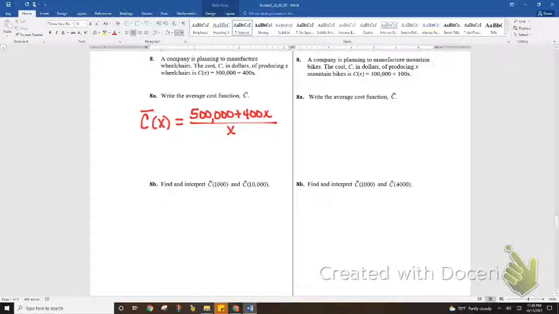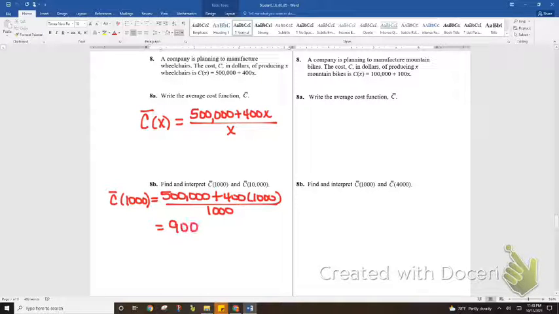Alright, 8B says to find and interpret the average cost of 1,000 and the average cost of 10,000. So we're going to plug in 1,000. The average cost of 1,000 is going to be 500,000 plus 400 times 1,000 all over 1,000. Alright, so let's work that out. And if I did this correct, I got 900.